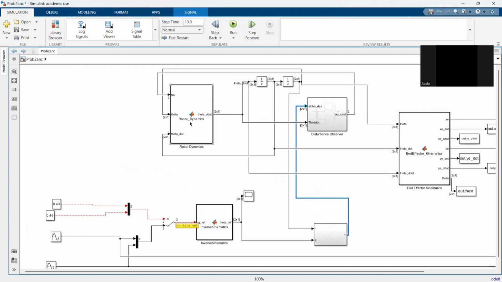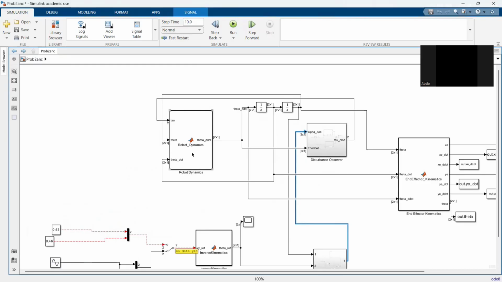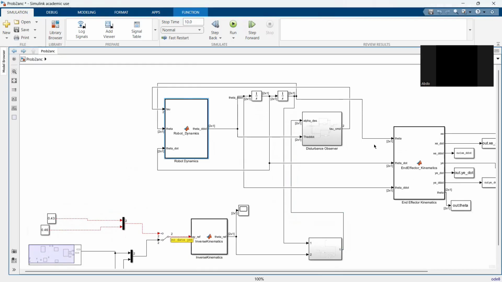For the robot dynamics, which represents the robot model, we use the input torque, the joint angles and joint velocities, and the robot dynamics block calculates the joint acceleration, which is theta double dot.